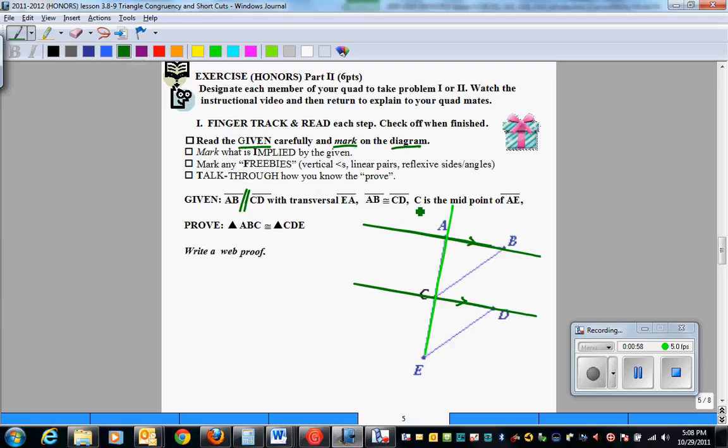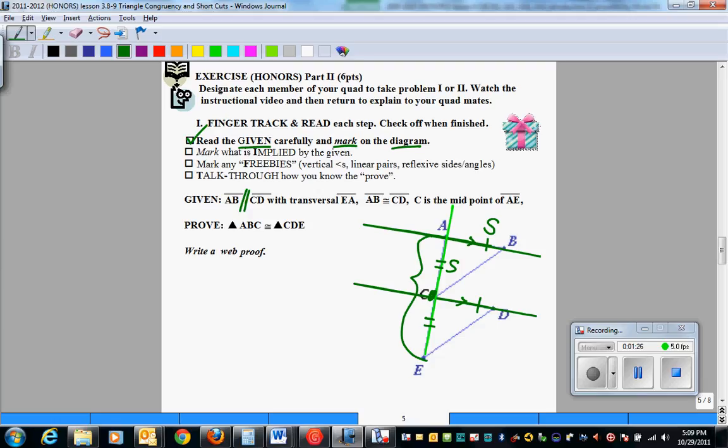It is given that AB and CD are congruent, so AB is also congruent to CD. That's going to give us a pair of congruent sides. And C is the midpoint of AE, so we're going to darken that. And C is the midpoint of A all the way to E. That means these are congruent. That gives us another pair of sides. So we're done with the given.